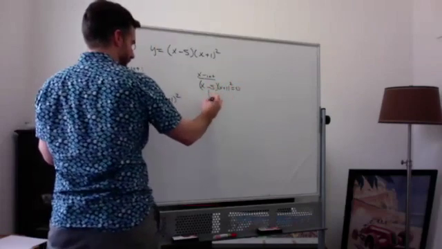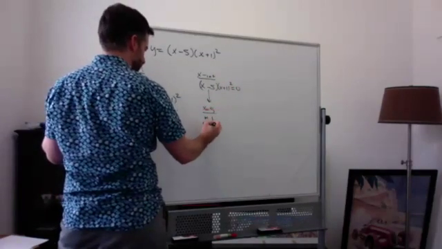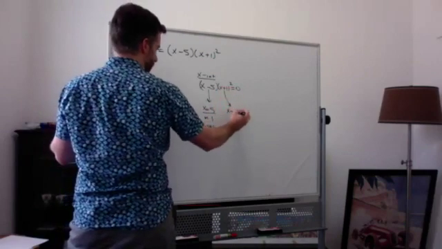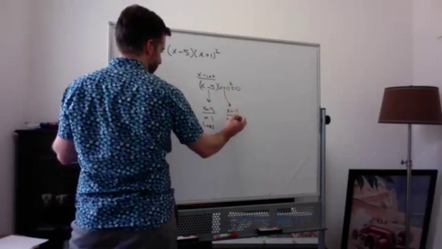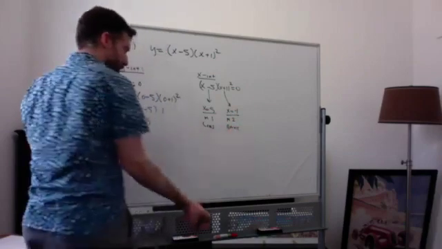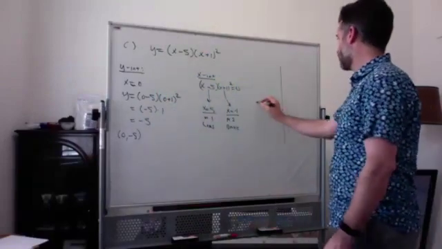Here we get x equal to 5. It has a multiplicity of 1, which means we cross. Here we get x equal to negative 1, with a multiplicity of 2, which is even, so we bounce. That's pretty much it. Then we'll try and graph the thing.